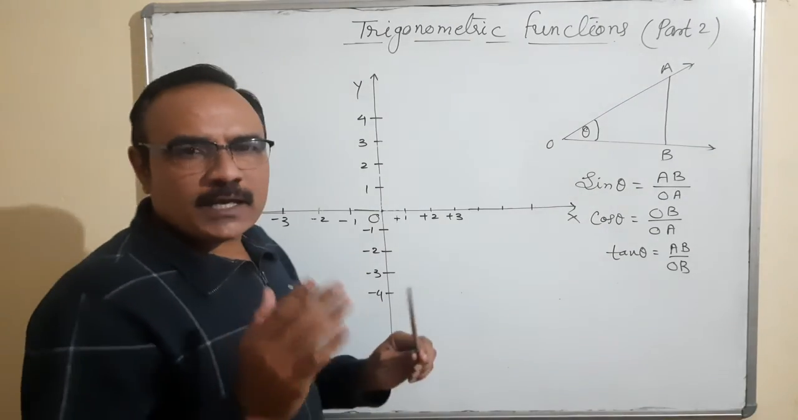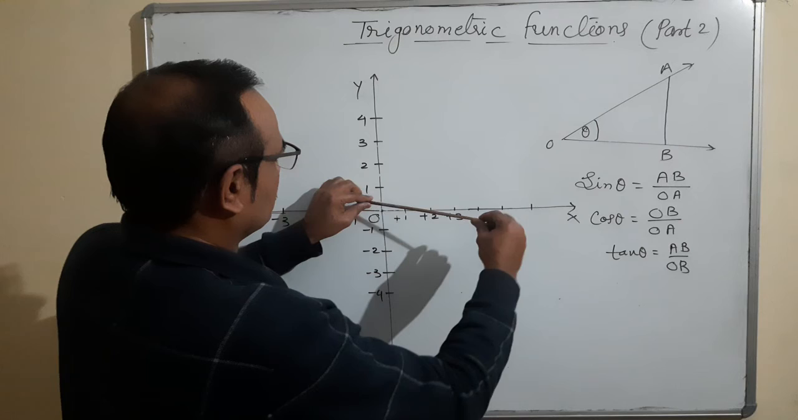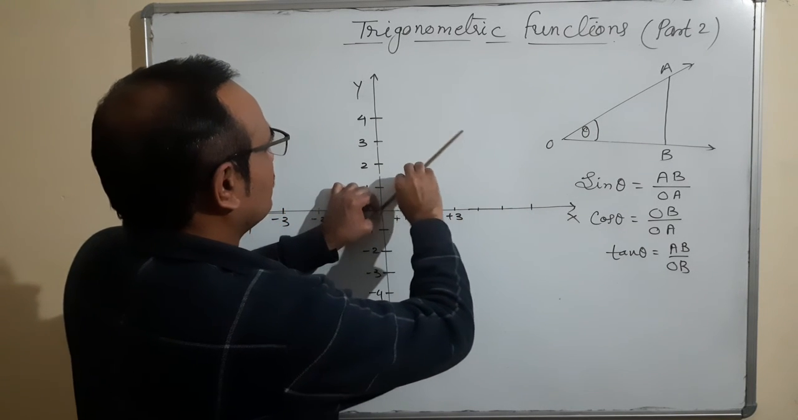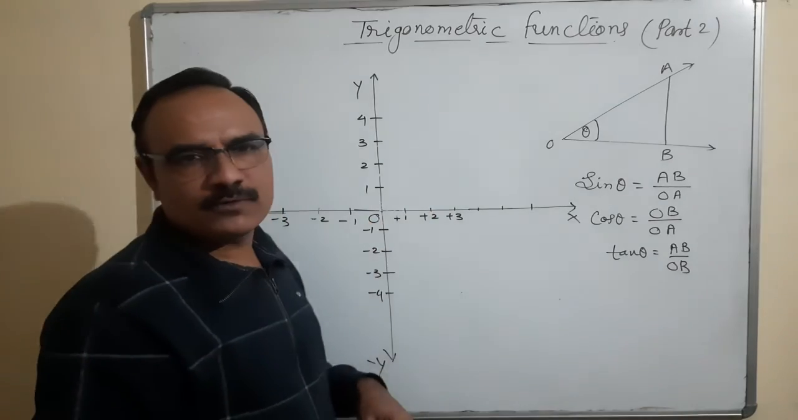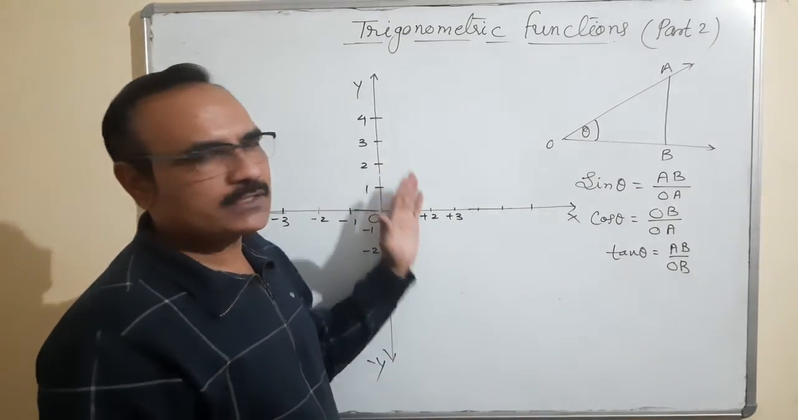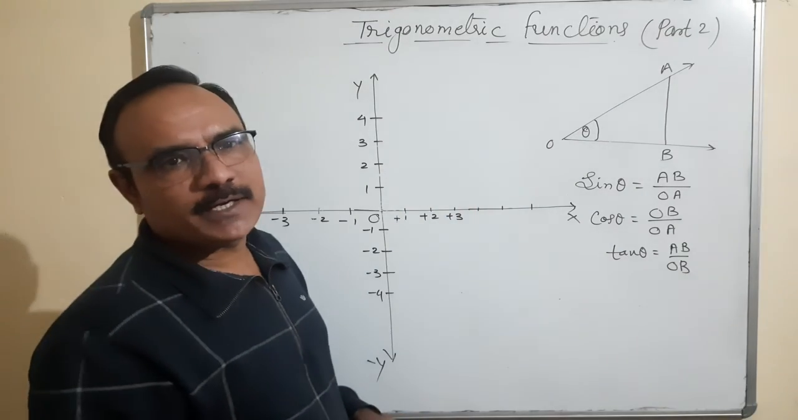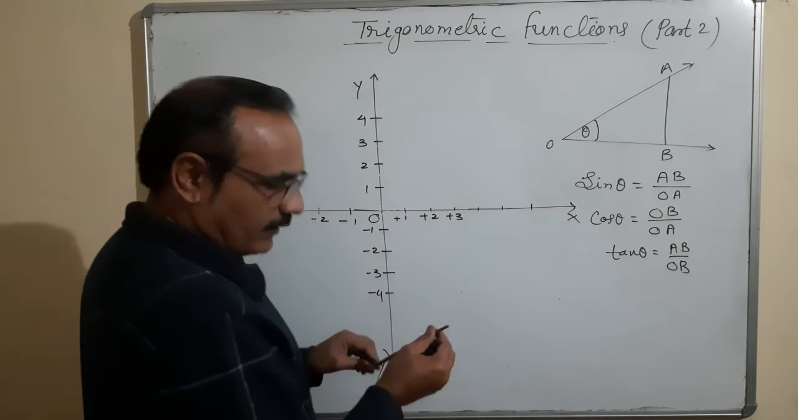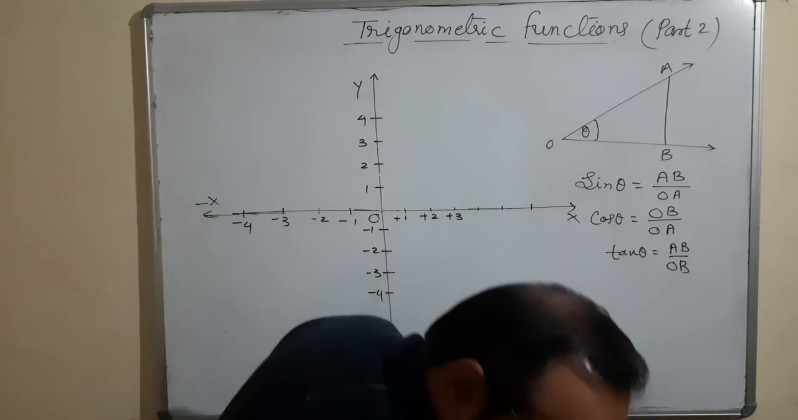Up to class 10th we have understood from here to here, which is the first quadrant, because you know the values of sine 0, sine 30, sine 45, sine 60 and sine 90, and of cos and tan. So that means in the first quadrant only. Okay. So now let us see, here we understand something.